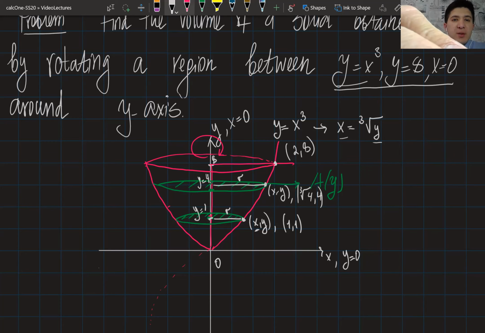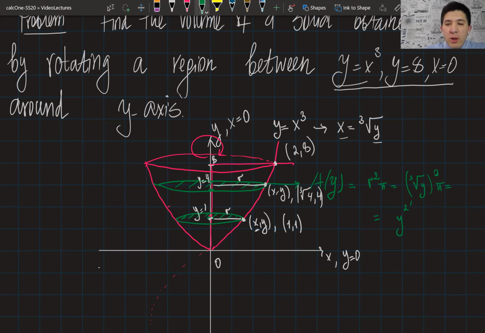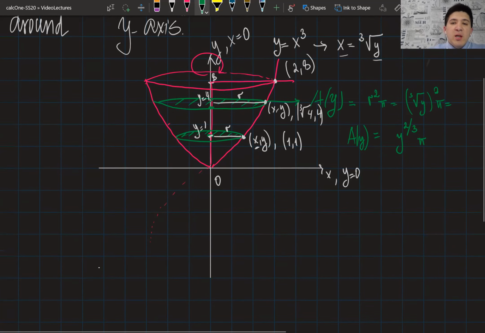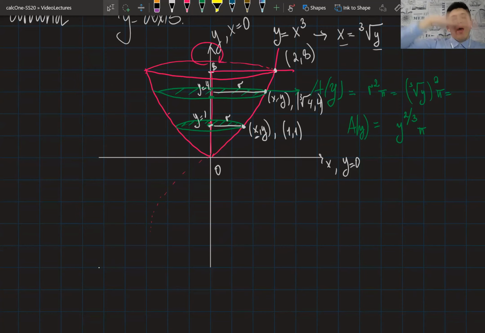So in general, the function of the area is going to be equal to the radius squared multiplied by pi, and this radius is equal to the cubic root of y. So this squared multiplied by pi is going to be y to the power of 2 over 3, right? Because the power 2 means y squared, and 1 over 3 means cubic root, multiplied by pi. So this is the function of the area. So what we have to do is create a lot of slices and just sum the areas of those slices.